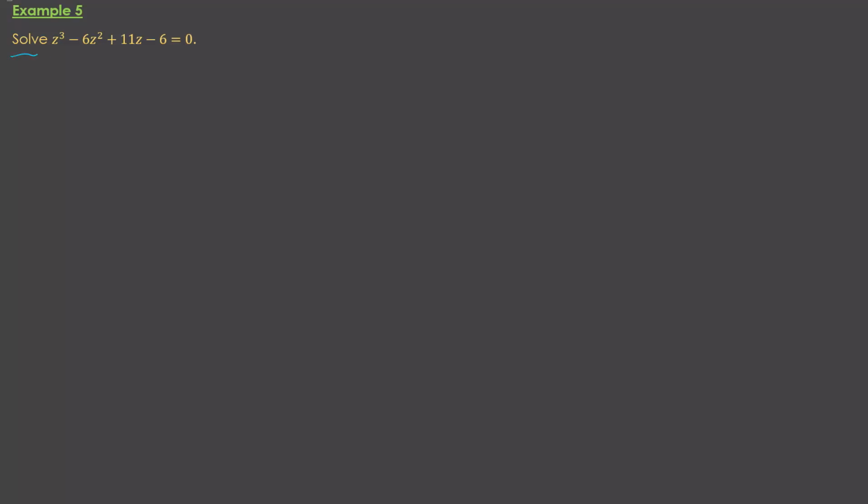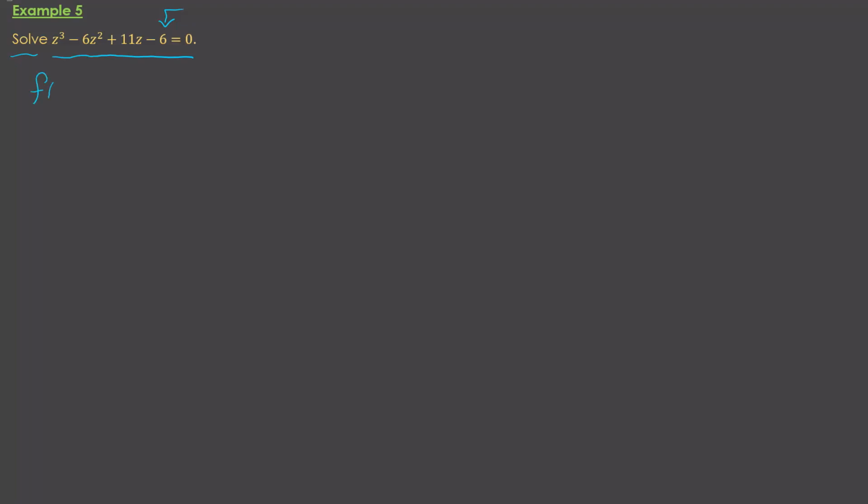We want to solve z cubed minus 6z squared plus 11z minus 6 is equal to 0. We're going to use the factor theorem to find a linear factor of the left-hand side. The nice thing is we only need to worry about factors of 6.